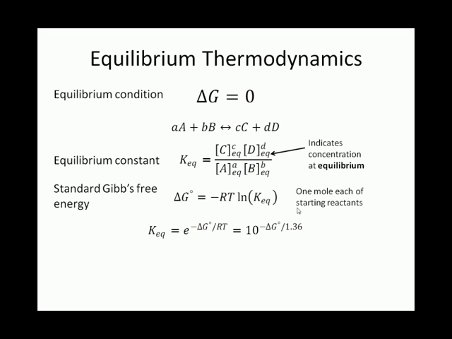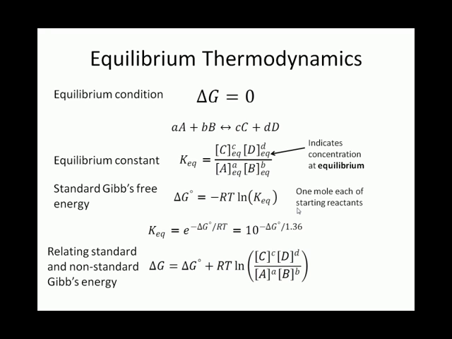Finally, we can relate the non-standard Gibbs free energy, delta G, which we talked about earlier, to the standard Gibbs free energy. Note that in this equation, the term inside the natural logarithm is not the equilibrium constant because the concentrations represented by the bracketed terms are not concentrations at equilibrium. They are concentrations at some instant in the process of attaining equilibrium. Reactions with positive delta G naught values can still be spontaneous if the second term in this last equation is negative enough to make delta G negative. For this to happen, the concentrations of reactants must be much greater than the concentrations of products.